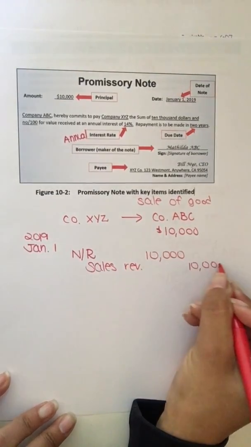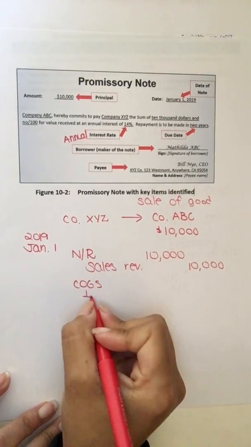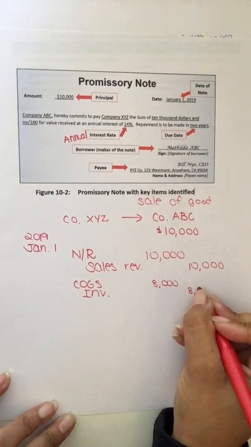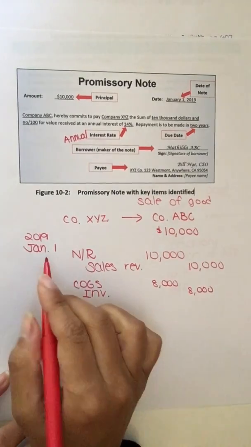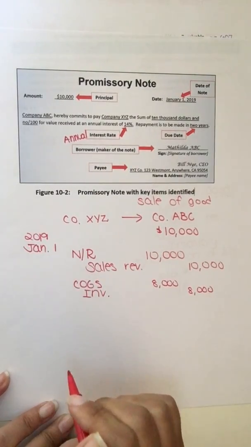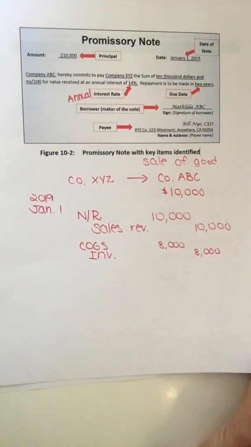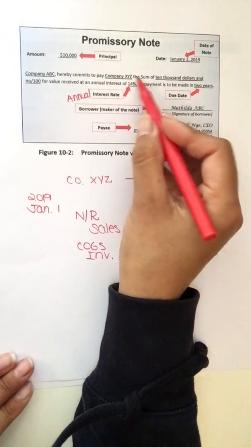And then if we knew how much the cost of that good was, then we would do the second entry, cost of goods sold and inventory. Let's say for fun it was $8,000 was our cost. Okay, so this is to record the sale, to record the cost of sale on January 1st. So that's the first journal entry, and we saw that one in our last video, right? Sale of good. Now, what's different that we haven't had before with an account is this interest of 14%.